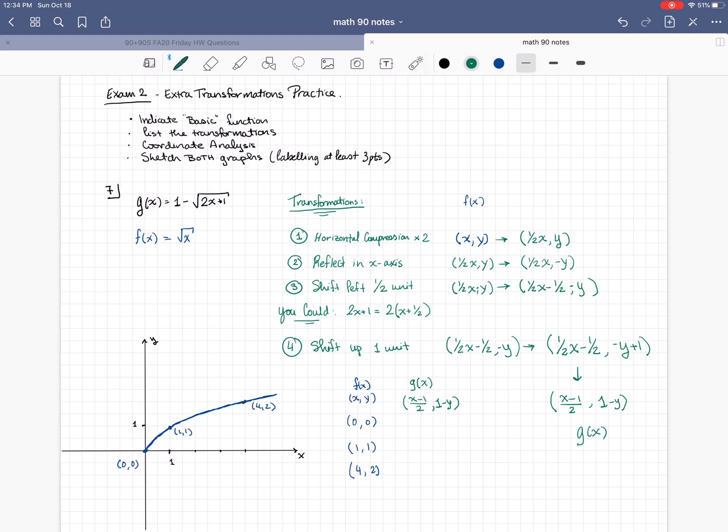So for 0, 0, x minus 1/2 is negative 1/2, and 1 minus 0 is 1. When x and y are both 1, x minus 1/2 is 1/2, and 1 minus y is 0. For 4, 2, x minus 1/2 is 3 1/2, and then 1 minus y is negative 1.